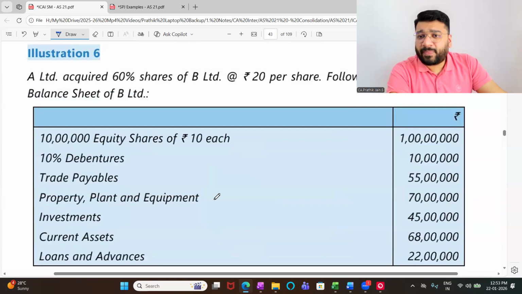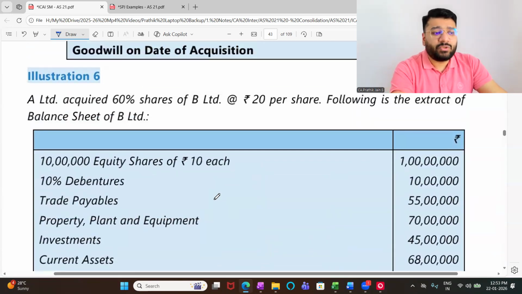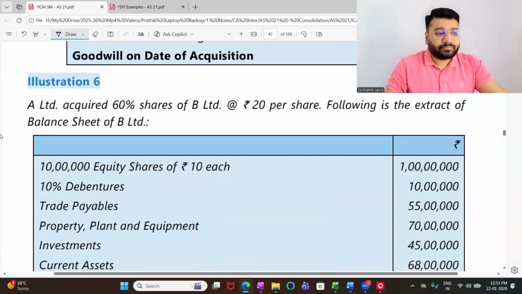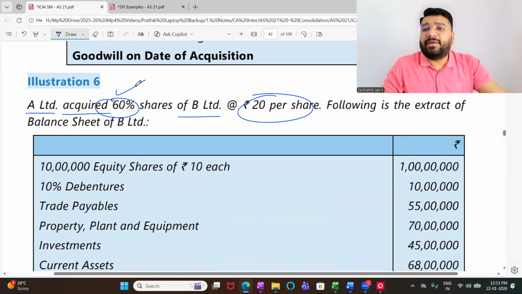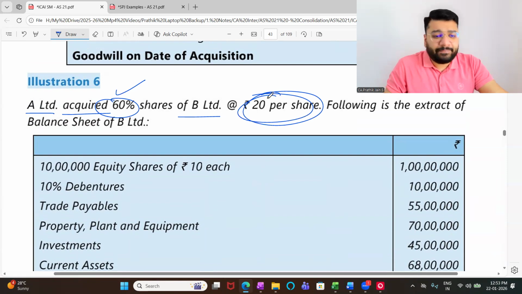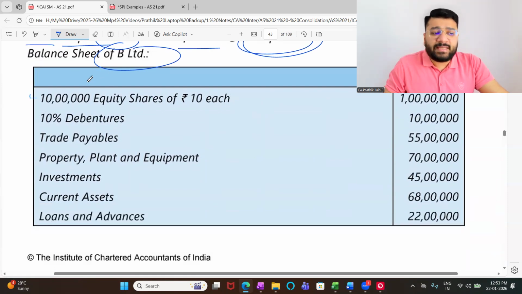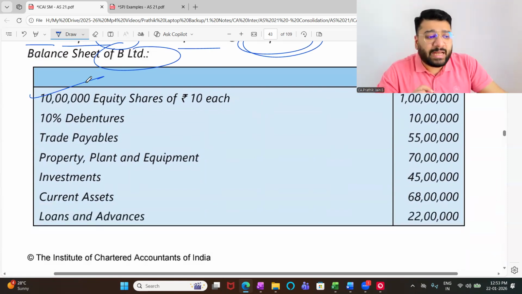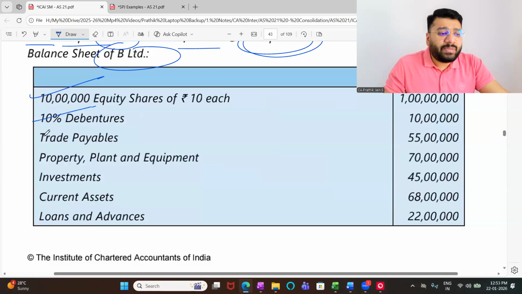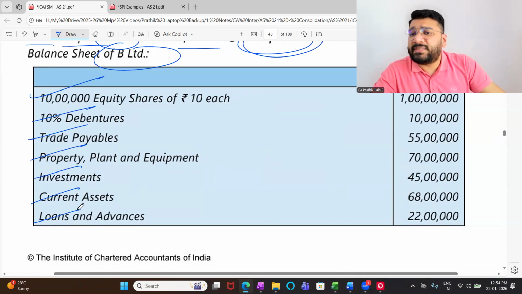This will be homework, but we'll discuss it very fast. Okay, this is homework. It's similar to what we've done now. A Limited acquired 60% shares of B Limited at 20 per share. Last question 70%, this question 60%. Last question price per share 20, this question price per share 20. They have given B Limited's balance sheet. Equity shares they have given. There share capital is not given. Here share capital is given. Any problem? No problem. 10% debenture, trade payable, PPE, investment, current asset, loan advances. What is missing? Reserve and surplus is missing, which means still I can't go ahead with liability side approach. I have to do what? Asset side approach. Got it, not got it.